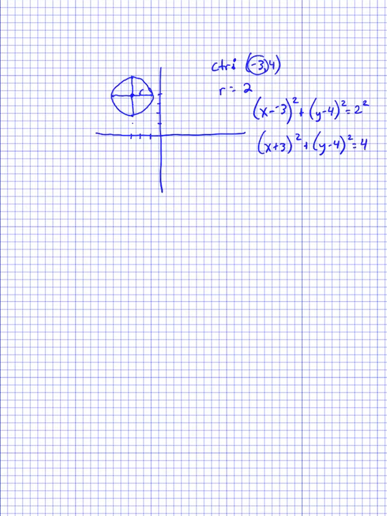So hopefully that makes sense. Again, we have a formula that says x minus h squared plus y minus k squared equals r squared, where my center is the point (h, k) and my radius is just r. Let us know if you have any questions.